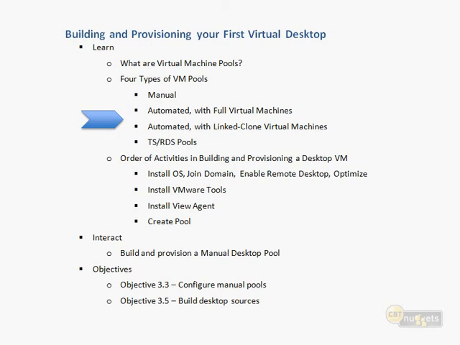We talked a little bit about TS and RDS pools, which are pools of terminal services or remote desktop services computers. Then we discussed the order of activities in building and provisioning a desktop VM. Install the operating system and then the VMware tools. Then join the domain, enable remote desktop, optimize that virtual machine, and install the View agent before creating that pool. And then lastly, we stepped through the whole building and provisioning of a manual desktop pool within VMware View.